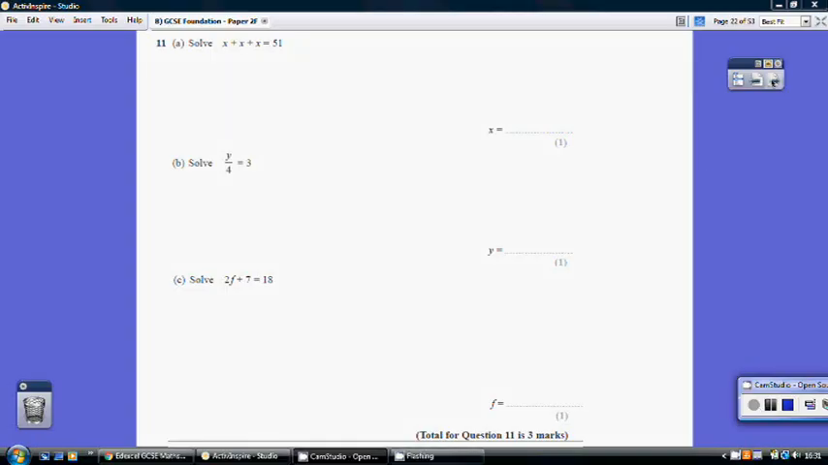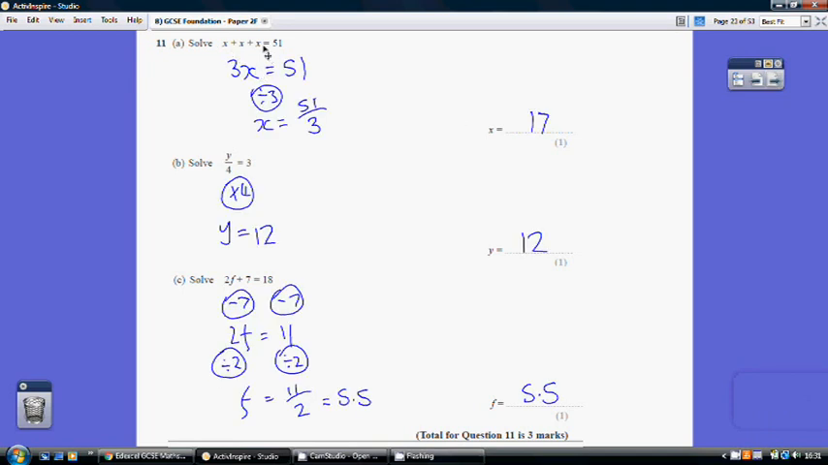Question 11. So x plus x plus x, that's 3x. So 3x equals 51. Divide both sides by 3. We get x equaling 51 over 3, which is 17. Now for part B, to undo this division by 4, let's multiply both sides by 4. So y equals 3 times 4, which is 12.